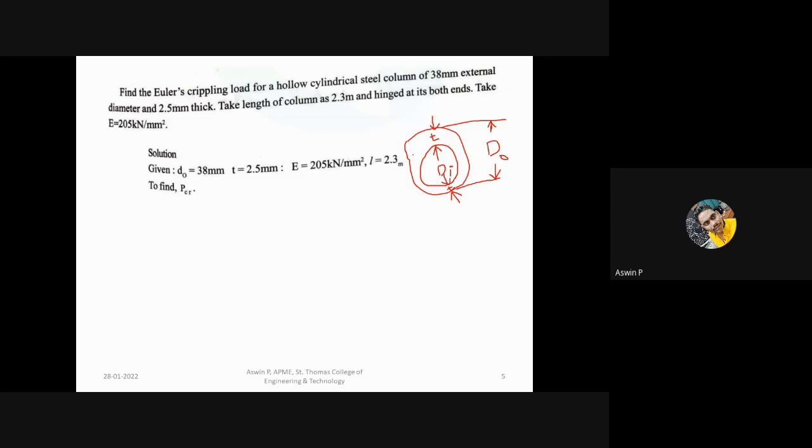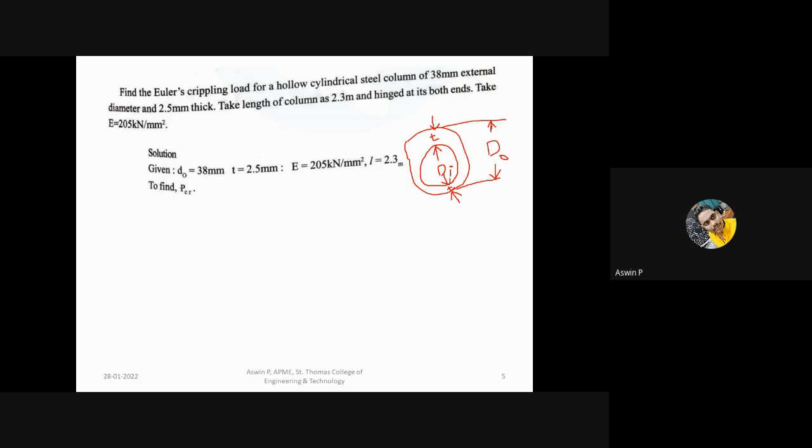You know the total distance is 38, the thickness is 2.5 on the top, and there will be a thickness of 2.5 at the bottom too. So when subtracting 2t from Do, we can find the inside diameter. That's why I have drawn this one, so you won't be confused. So the given data are outside diameter, thickness, and length L equal to 2.3 meter.